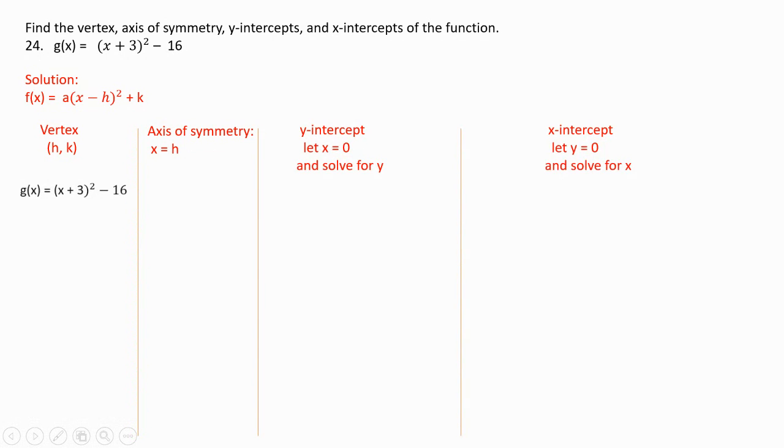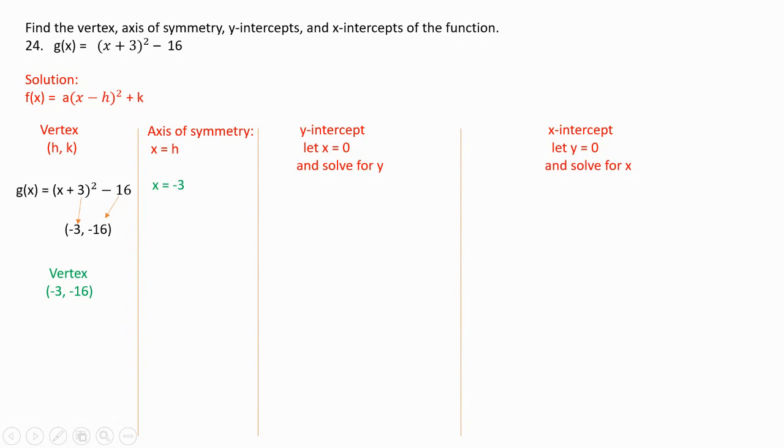Okay, so let's find the vertex, because the vertex is very, very obvious, right? Remember, if it's negative here, it's going to be positive here for the h. And the k is how it is. So here, this is positive, so my h is going to be negative. So it's going to be (negative 3, negative 16). This is my vertex. And my axis of symmetry is the x part of the vertex, which would be x equals negative 3.